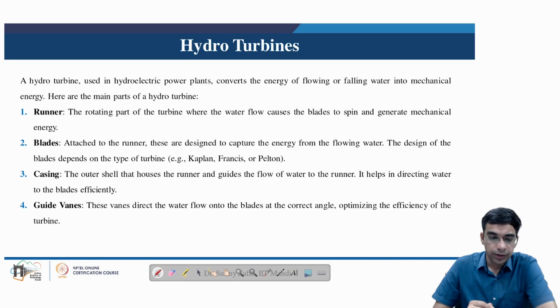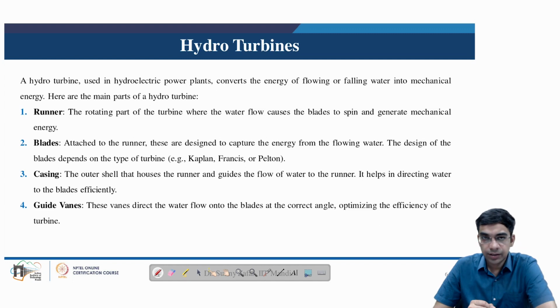So now for hydro turbines, which are used in hydroelectric plants and convert the energy of flowing or falling water into mechanical energy, there are some other important parts of the hydro turbine. These include the runner. This is the rotating part of the turbine where the water flow causes the blades to spin and generate mechanical energy. Second is the blades.